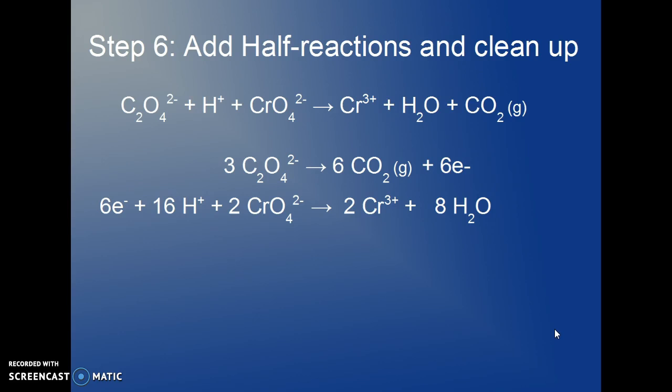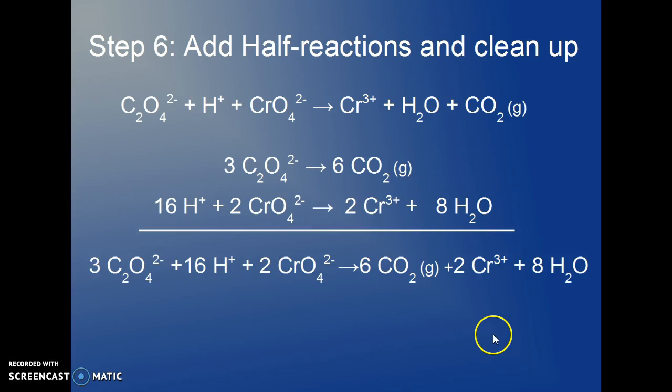Step 6 is to add the half reactions and clean up. As you can see, here are our 2 half reactions properly balanced for charge. The 6 electrons given, 6 electrons taken. Now they are not in the picture anymore because that happens in a sense behind the scenes. So we're going to knock them out, and then we are going to add the 2 half reactions together to get 3 moles of oxalate reacting with 16 moles of hydrogen ions and 2 moles of chromate to form 6 moles of carbon dioxide gas, 2 moles of chromium 3+, and 8 moles of water.